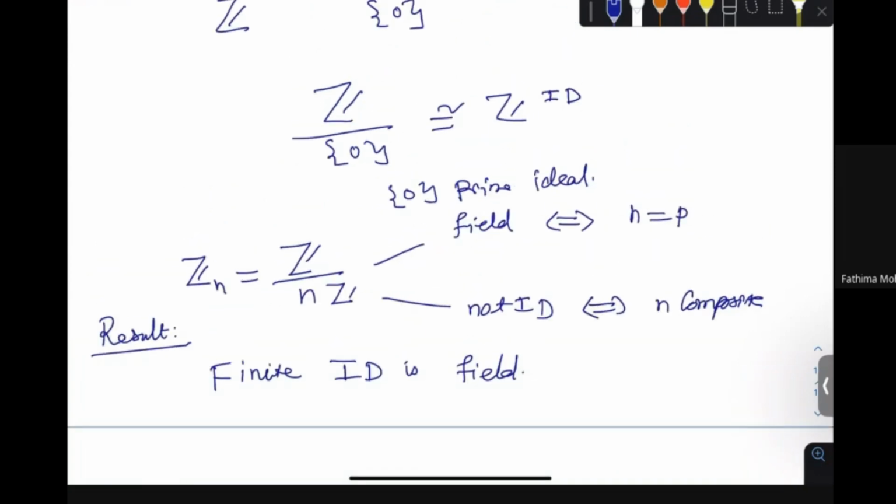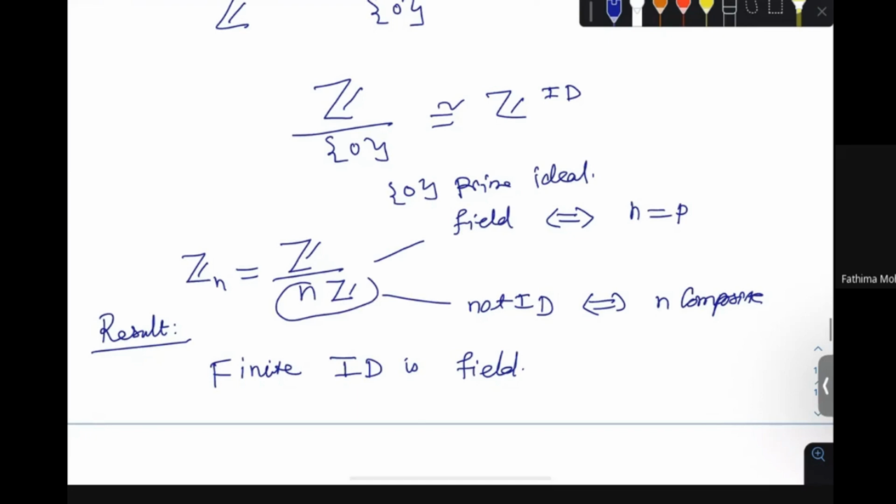And from that we can say that when n equals p, so this pZ is actually a maximal ideal. So as far as prime ideals are concerned, 0 is a prime ideal and pZ is also. For maximal ideals, pZ is.